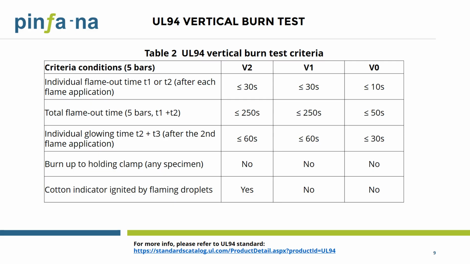This table shows the pass or fail criteria for V2, V1, and V0 rating per UL94 test standard. Pass or fail criteria requirements include the individual burn time or flame out time T1 and T2 after each flame application, the total flame out time of 5 bars, T1 plus T2, the individual glowing time T2 and T3 after the second flame application, and a cotton ignition due to the flaming droplet. This requirement changes from less stringent to more stringent in sequence of V2, V1, and V0.